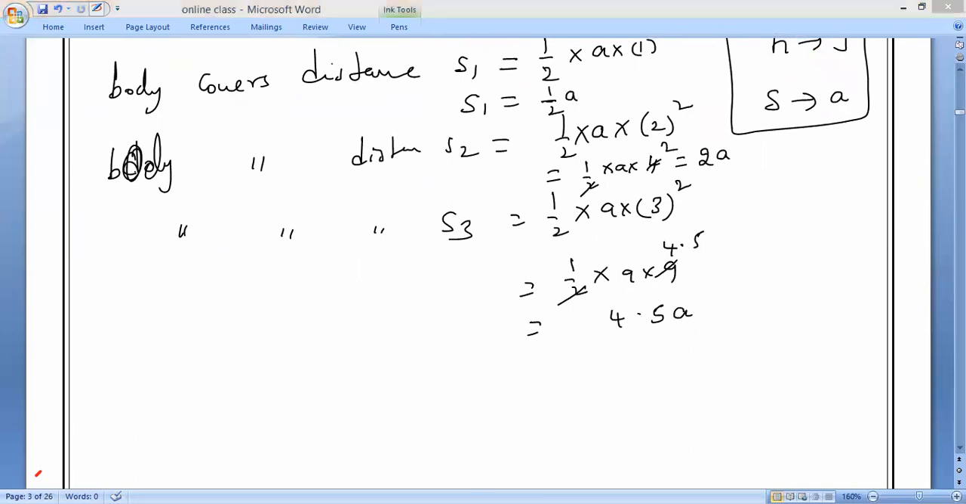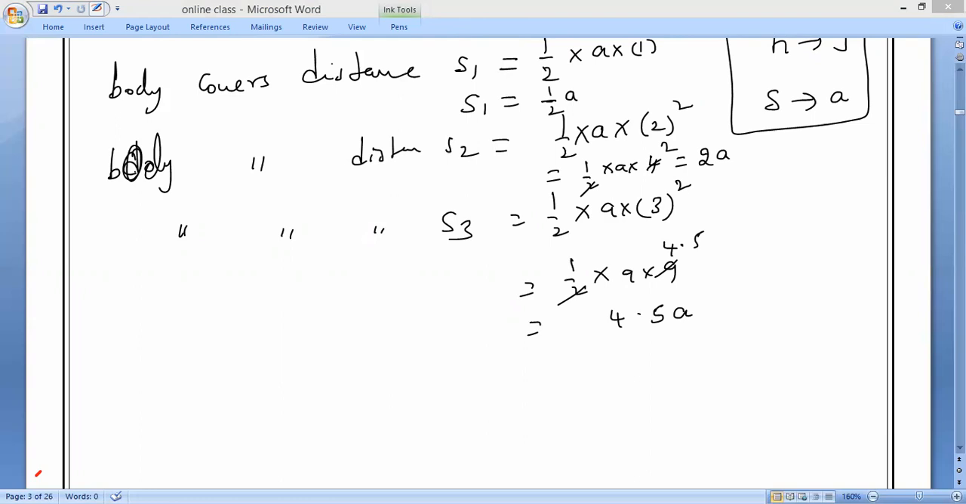Now they are asking for the ratio. So what is the ratio? Even now itself we can find the answer. The ratio is 1 is to 2 is to 4.5. That is all. Clear?